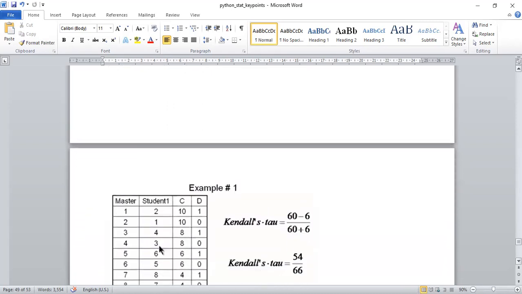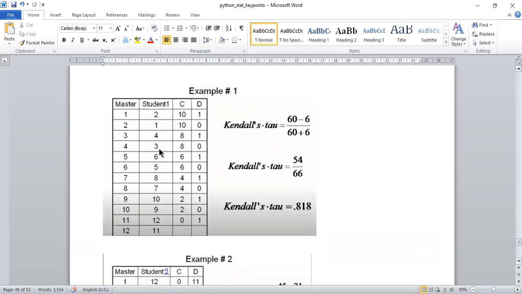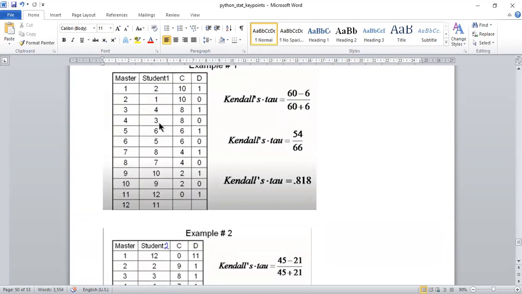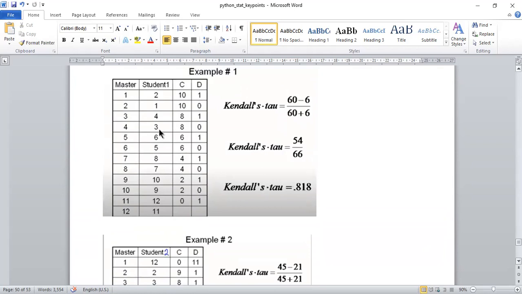Now come to the example part, then you can understand better. Suppose there is an art exhibition going on, and 12 art pieces are available. There is a master and a student who are the evaluators of those 12 works. They give ranks. So just look, these are the ranks of, just wait one minute.